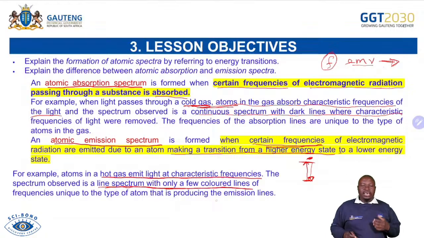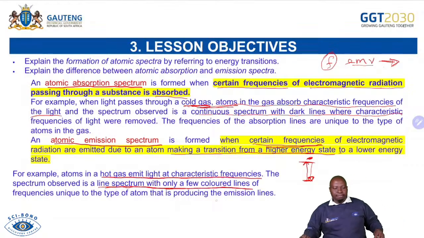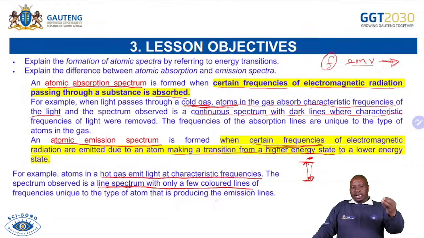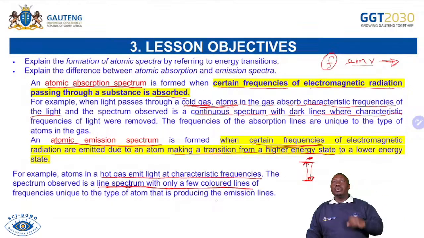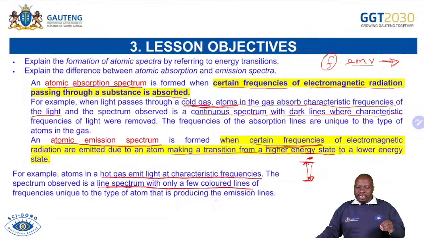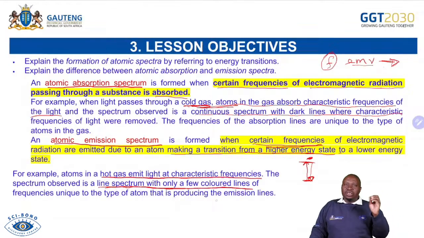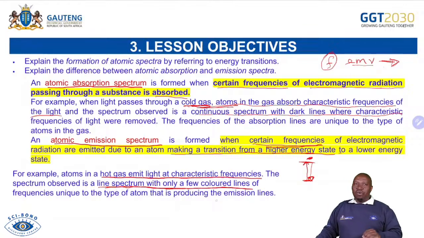I hope you are happy with that, and you understand the difference now between the atomic absorption spectrum and the atomic emission spectrum. Both definitions say certain frequencies of electromagnetic radiation. What differs is that for absorption, those certain frequencies of electromagnetic radiation passing through a substance are absorbed.